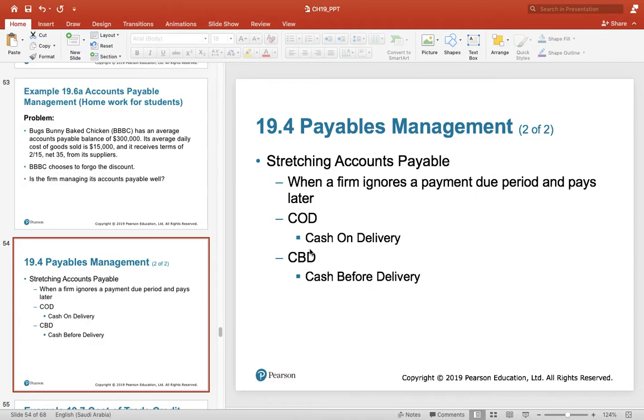For example, stretching accounts payable. Due to any reason you can't pay your accounts payable right in time, then you have the option of cash on delivery. When the delivery is given, you will pay the cash. Cash before delivery, nowadays we make all credit card payments, right? Either COD or CBD we use. Either we pay when the Amazon parcel reaches our place, we pay the money, cash on delivery. Or we pay on the card before we get the product, and the product comes within a day or two, cash before delivery.